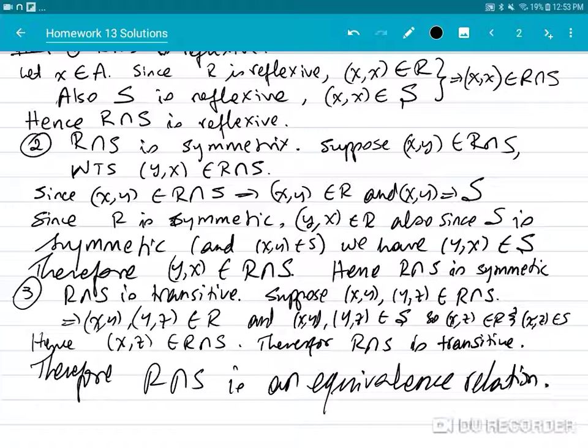One quick note here, the intersection of two equivalence relations is an equivalence relation. That's what we have proved. But the union of two equivalence relations may not be an equivalence relation.